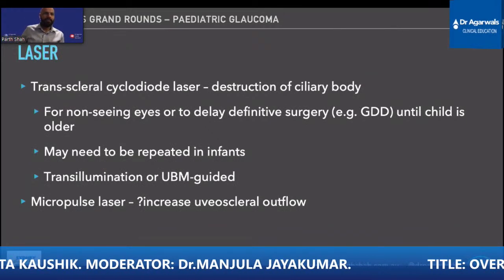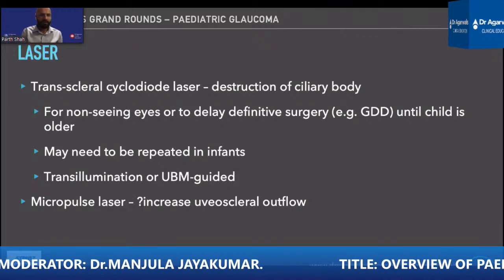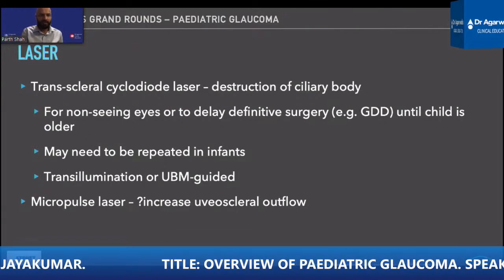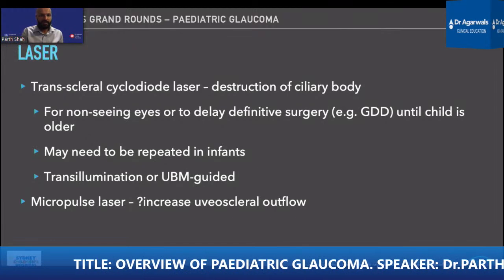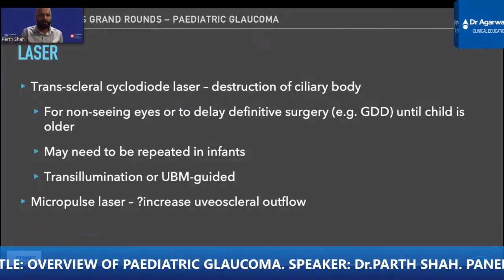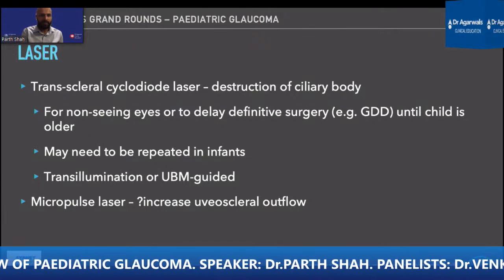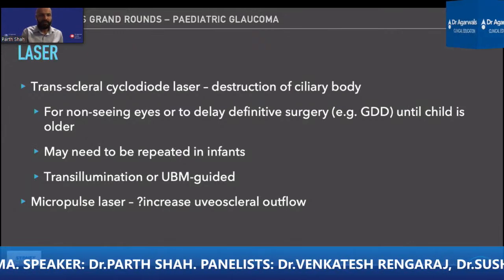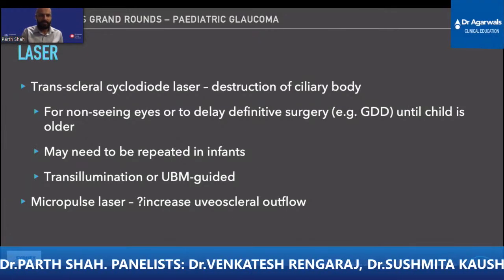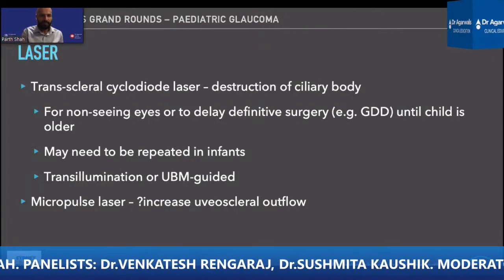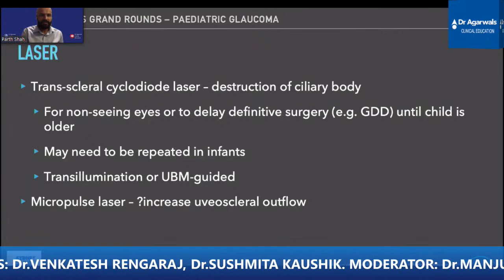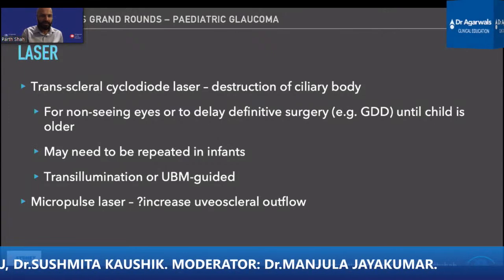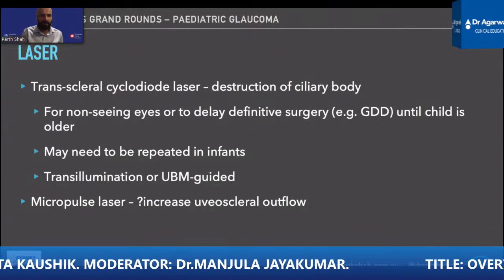So laser: the types of laser that we can use for treating pediatric glaucoma can be traditional cyclodiode laser, which is destructive and quite inflammatory. This is reserved usually for non-seeing eyes, or in children who require definitive surgery, such as a glaucoma drainage device, a tube shunt. If possible, we like to delay that until the child is older, and it can be a great temporizing measure. Often in children, diode laser needs to be repeated on multiple occasions for the full effect. I'll show you a slide coming up about how that can be applied.